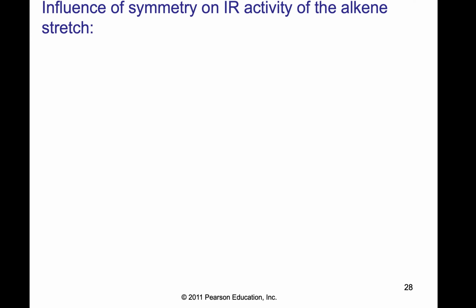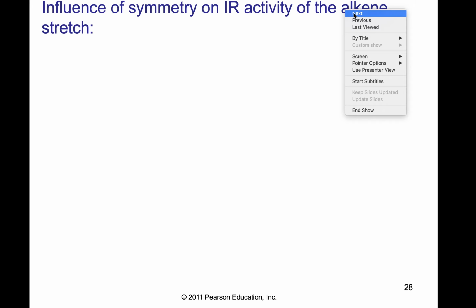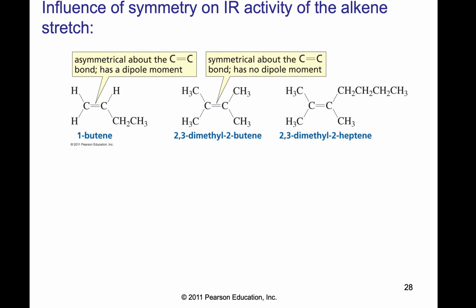Influence of symmetry on infrared activity of the alkene stretch. What we see here is a comparison of 1-butene, 2,3-dimethyl-2-butene, and 2,3-dimethyl-2-heptene. Asymmetric about the carbon-carbon bond, the one on the left, 1-butene, has a dipole moment. The one in the middle is symmetrical about the carbon-carbon bond. Not a meso compound, but there is a plane of symmetry, and it has no dipole moment.